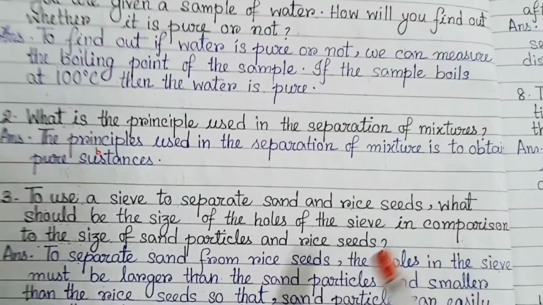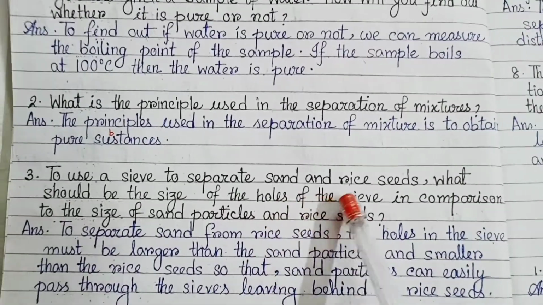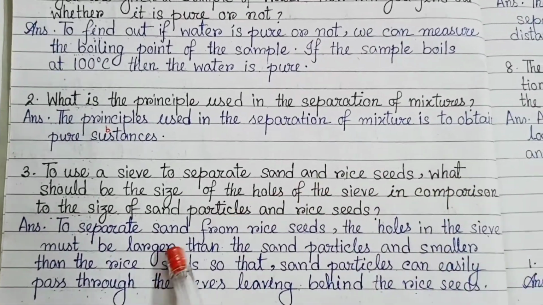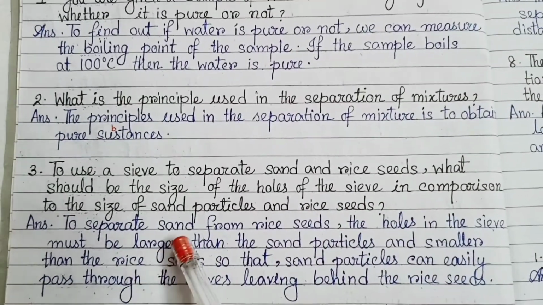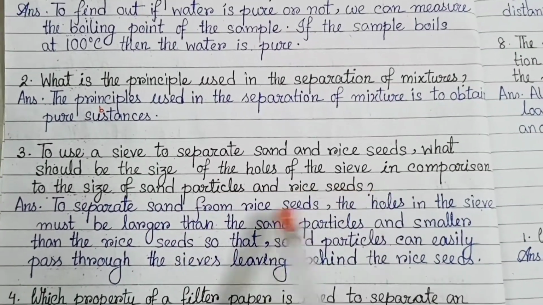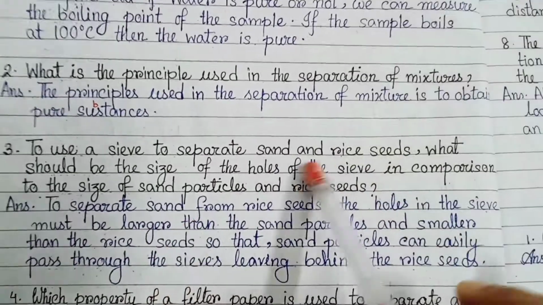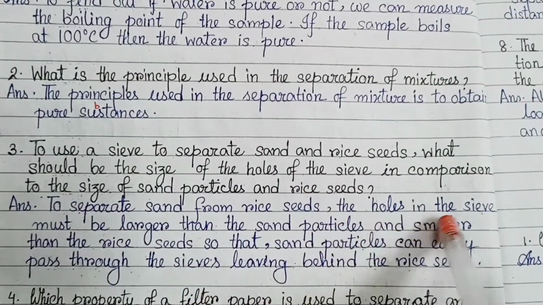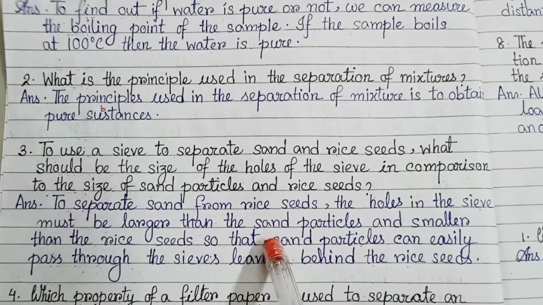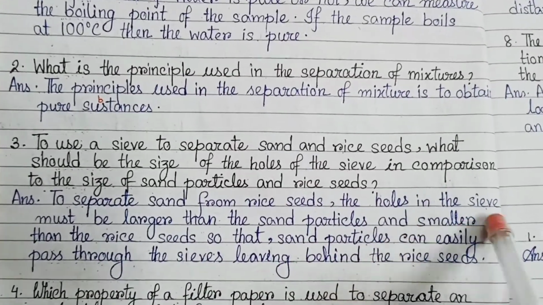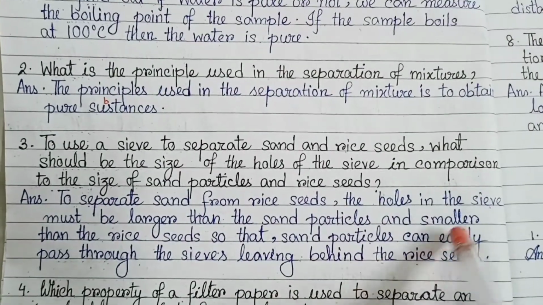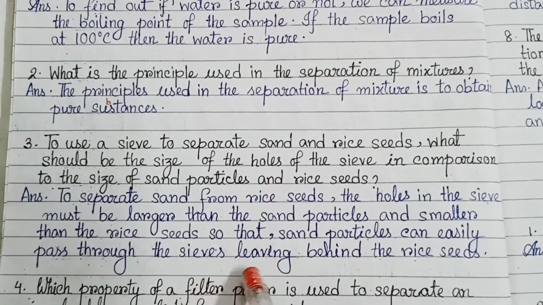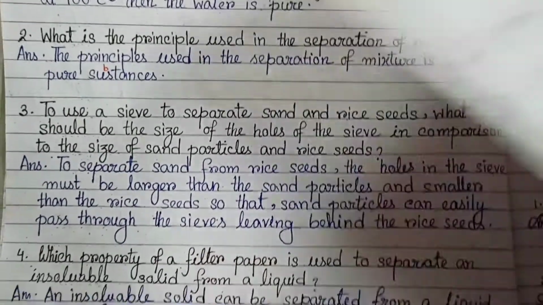To use a sieve to separate sand and rice seeds, what should be the size of the holes of the sieve in comparison to the size of sand particles and rice seeds? To separate sand from rice seeds, the holes in the sieve must be larger than the sand particles and smaller than the rice seeds, so that sand particles can easily pass through the sieve, leaving behind the rice seeds.